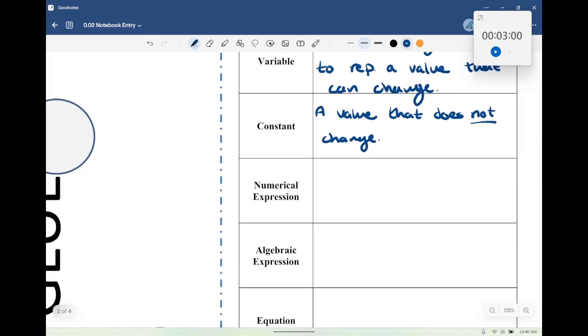And so we use these, variables and constants, to build expressions. Expressions, however, actually have two sort of subcategories. We have numerical expressions, which is how we read that, numerical. And we have algebraic expressions, again, algebraic. And so numerical expressions contain only constants, not our variables, and operations. Only constants and operations.